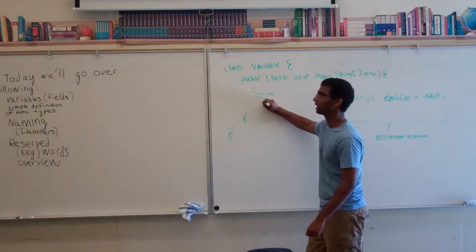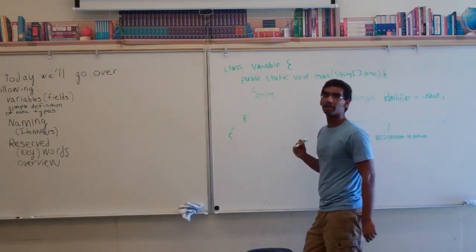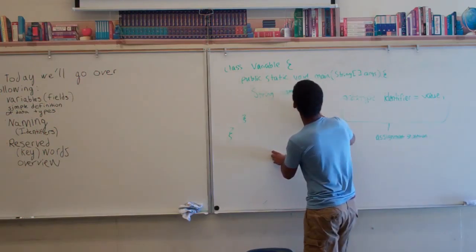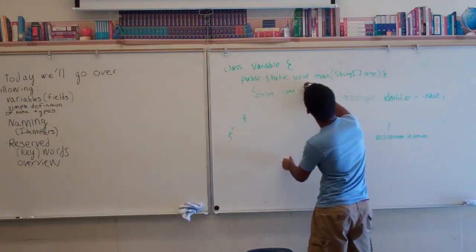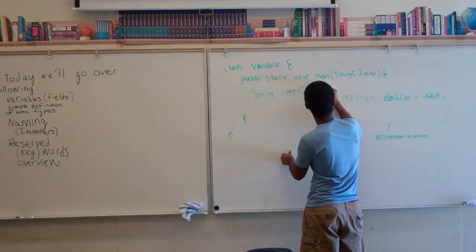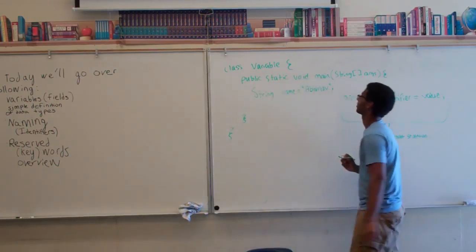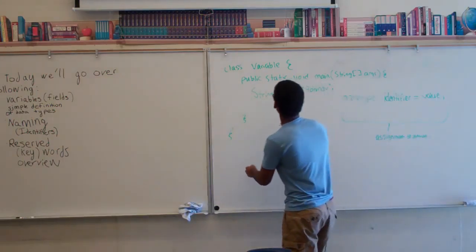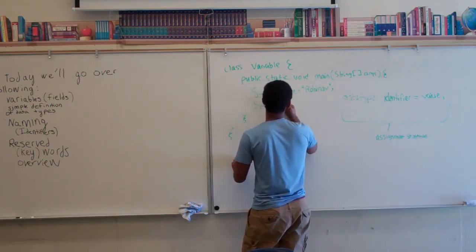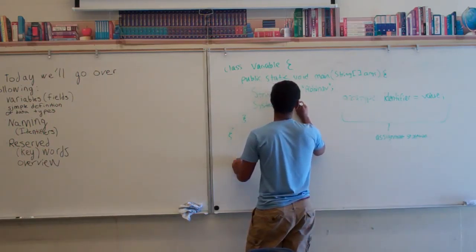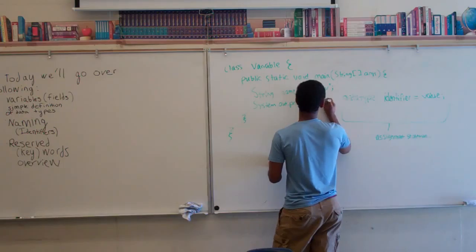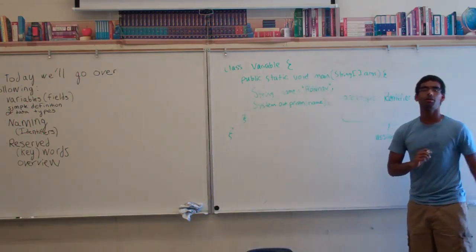The S has to be capital, otherwise Java won't recognize it. Like it says String name equals, and then you surround it in quotation marks. So now if I did the following, what do you think this program will print out?